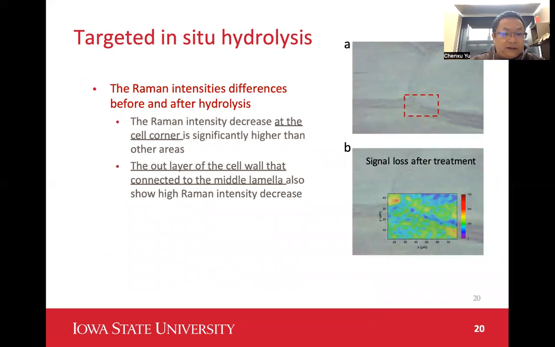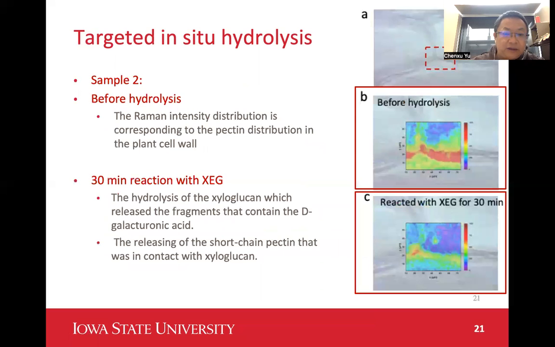And then what we did is we hydrolyzed the same type of cell wall structure with XEG first. Okay, that will chop away the xylaglucan, the hemicellulose, and expose those otherwise protected pectin locations for further hydrolysis, for the EPG hydrolysis to happen. Right. So here is what we did.